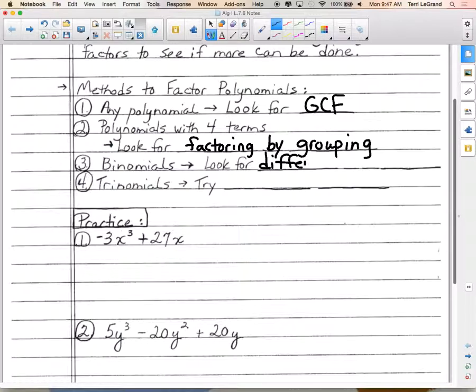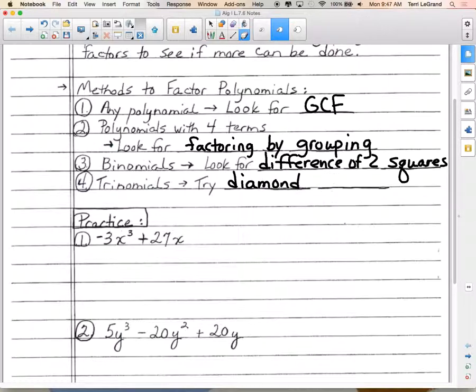We're going to look to see, do we have the difference? What does difference mean again in this situation? Subtraction. Difference means subtraction. Squares means the beginning term and the ending term, the 2 terms of the binomial, are perfect squares. And then if it's a trinomial, what are we going to try? We're going to try the diamond method. Or you can use guess and check if you want, but it's so much more efficient to use our diamond method.